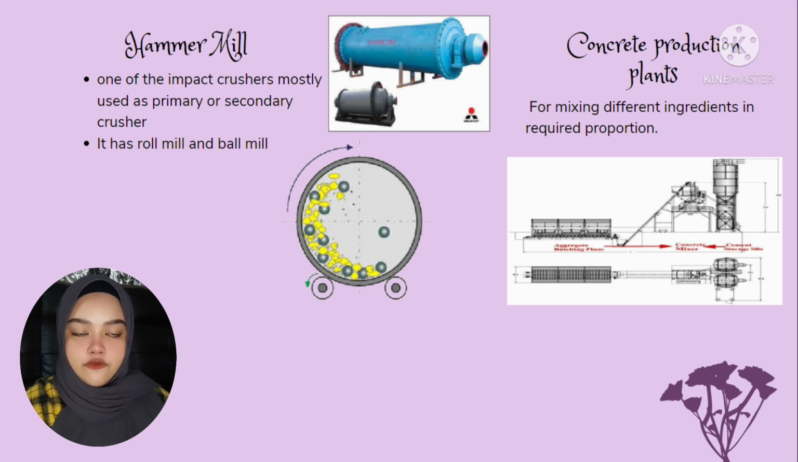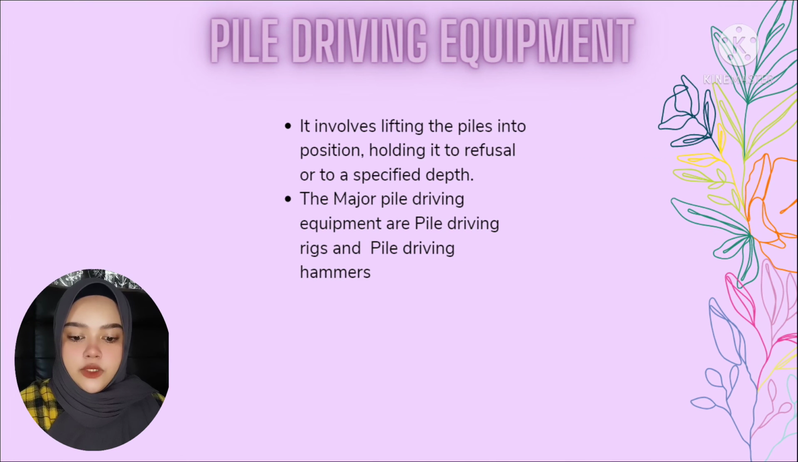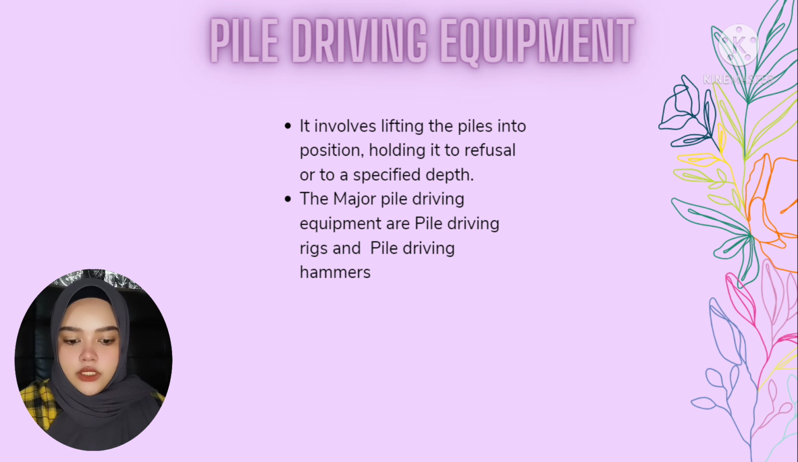Concrete production plant is for mixing different ingredients in required proportion. Last one is pile driving equipment. It involves lifting the piles into position, holding it to refusal or to a specified depth. The major pile driving equipment are pile driving rigs and pile driving hammers.